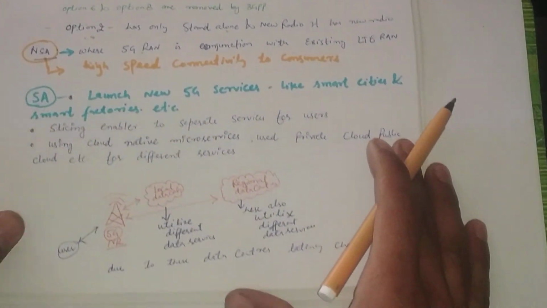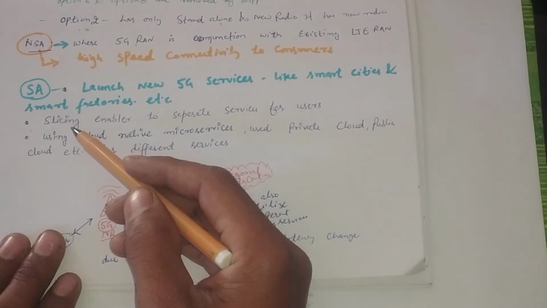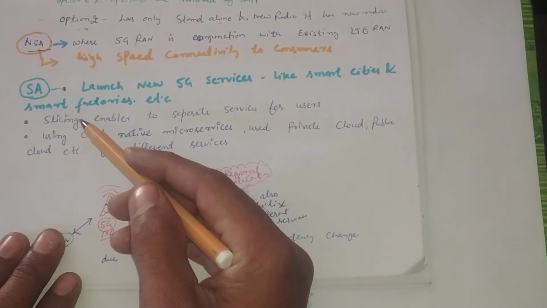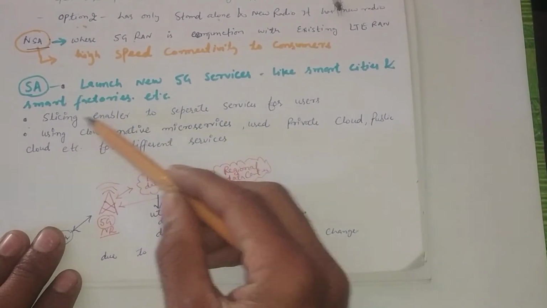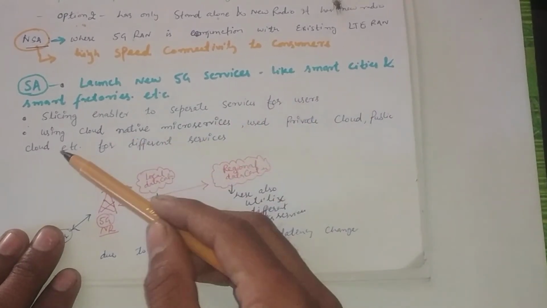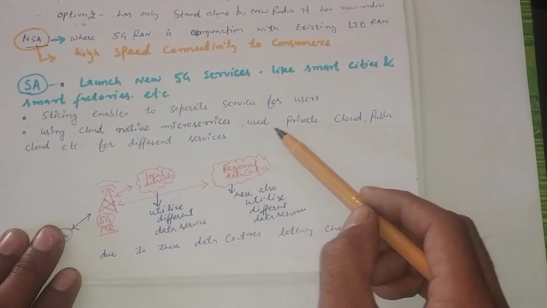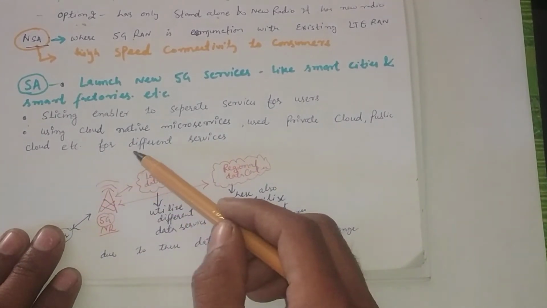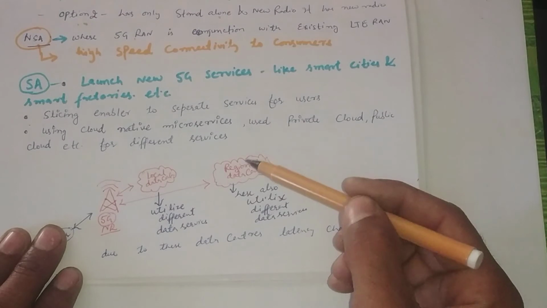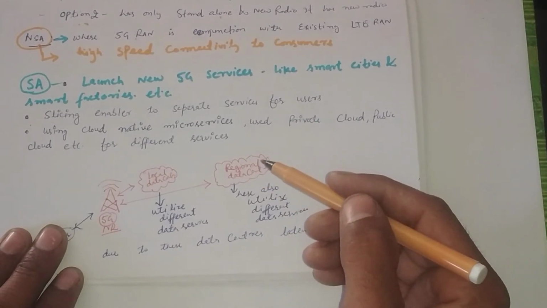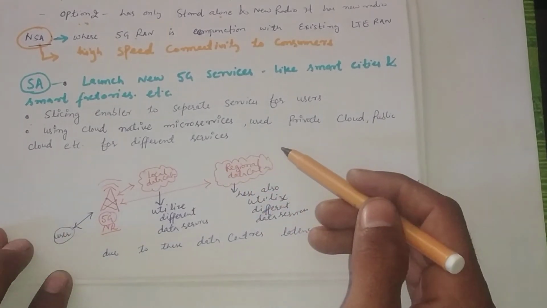And here we use slicing. Slicing is the technology that is used to separate the services for different users to handle the traffic control. And here slicing enables separating the services for the users, and using cloud native microservices, it uses the private cloud, public cloud, etc. for different services, to handle the different users, using different services for different users to handle the traffic in the system.